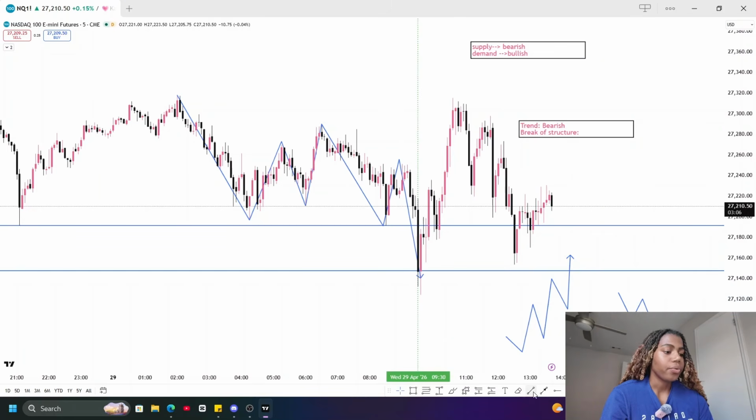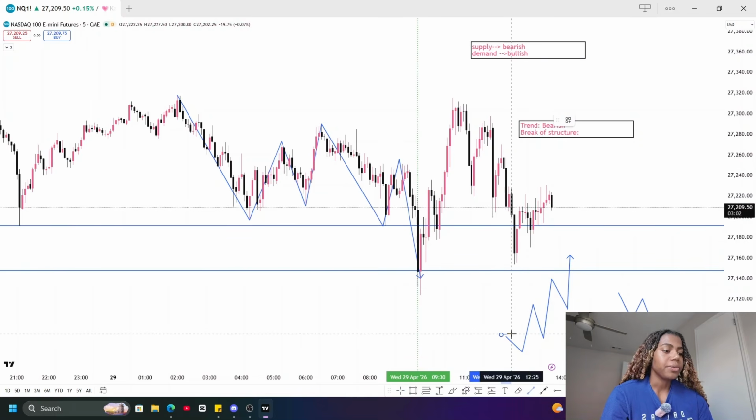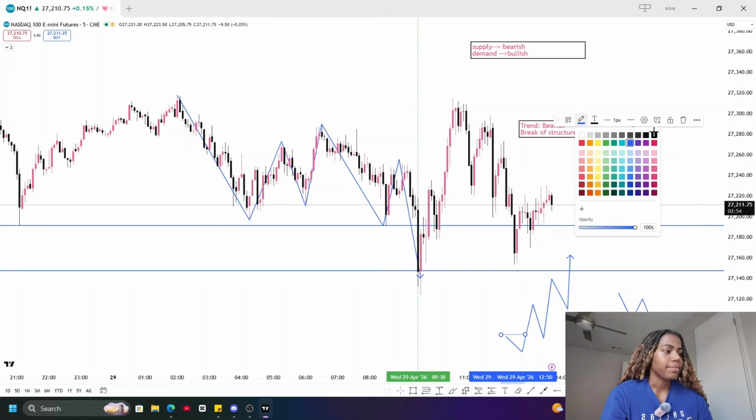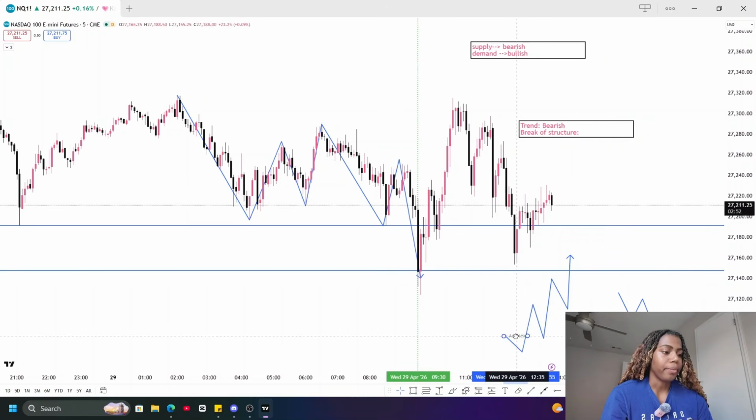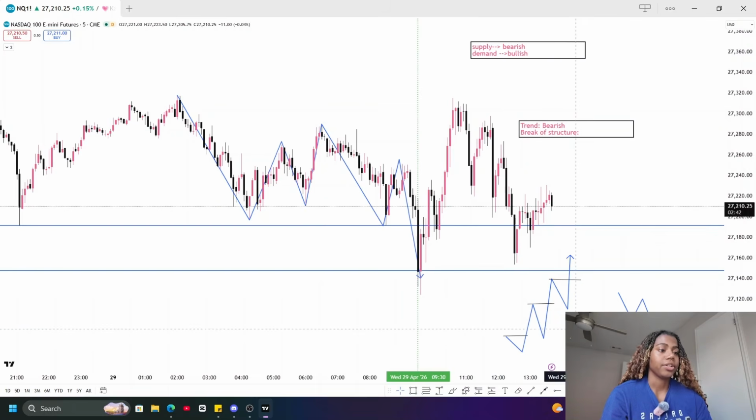Boom. So when we're in a bullish trend, which currently we're in a bearish trend, we want to see price break this high. And did it? Absolutely. Price came to this level and broke that high. Boom. That's a break of structure. Price does it again. Boom. That's a break of structure. Price is doing it again. Boom. That's a break of structure.